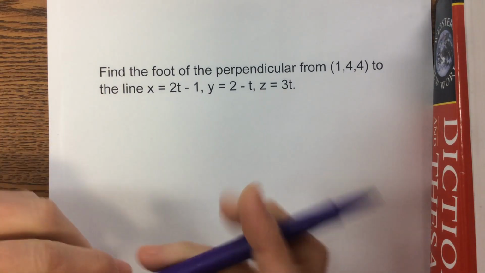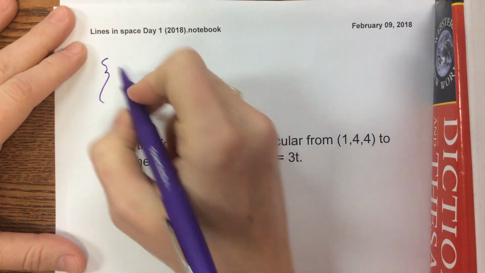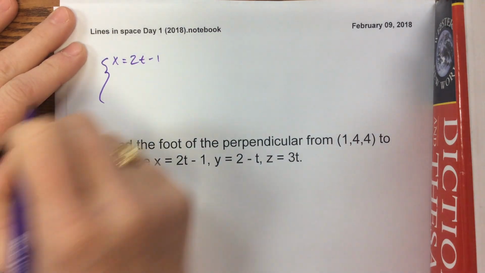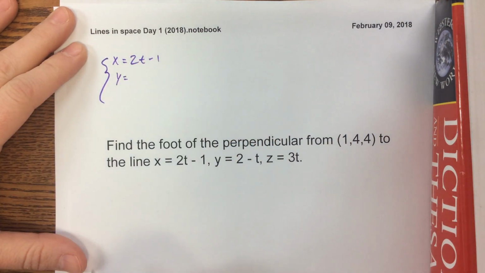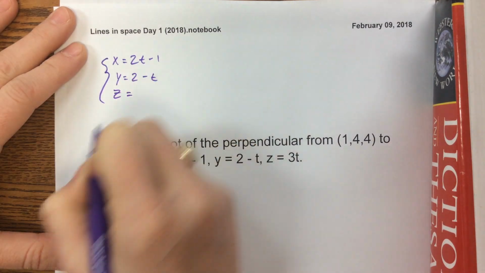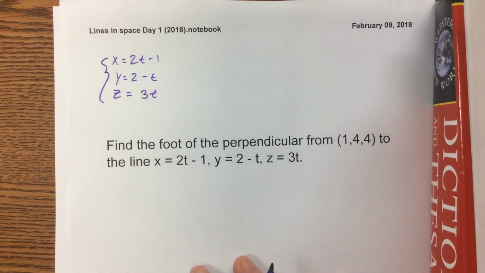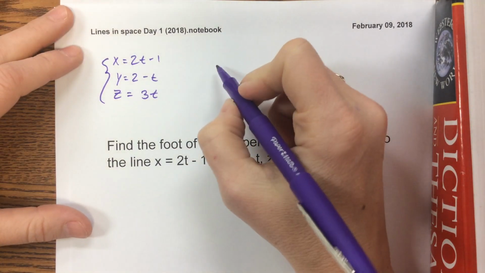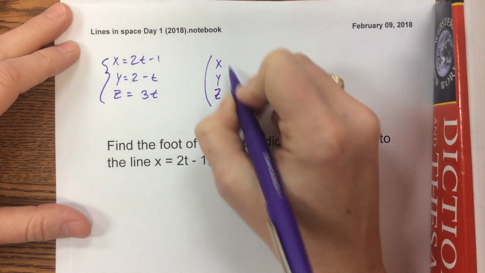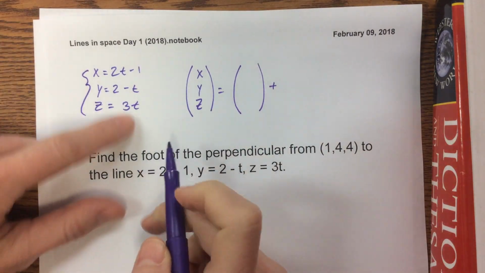Here's how they gave it to us. They said x is equal to 2t minus 1, y is equal to 2 minus t, and z is equal to 3t. Now, before we even understand the problem, let me tell you that parametric form is a whole lot easier to work with in vector form. If you remember, our variable is t.